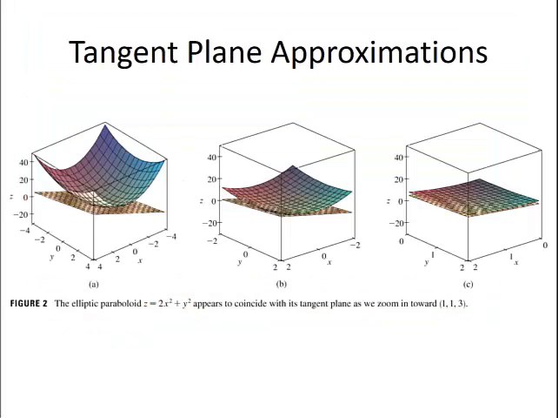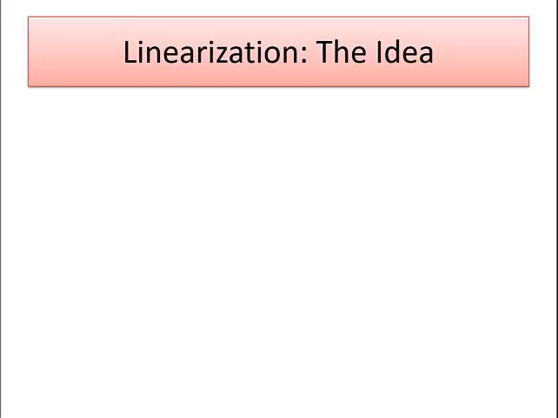We had this example with the elliptic paraboloid z equals 2x squared plus y squared, and saw that as we zoom in on that point of tangency, our surface more and more closely resembles that plane. It becomes very difficult to tell the difference between the surface and the plane if we really zoom in at that point of tangency. And this leads us to the idea of linearization.